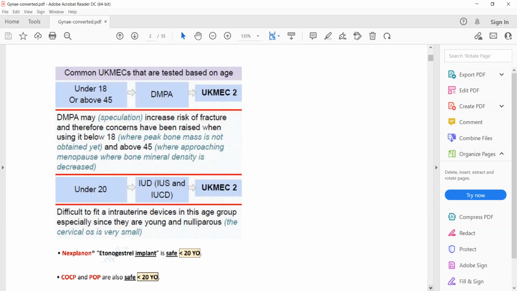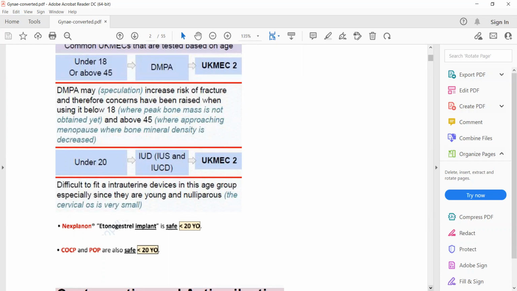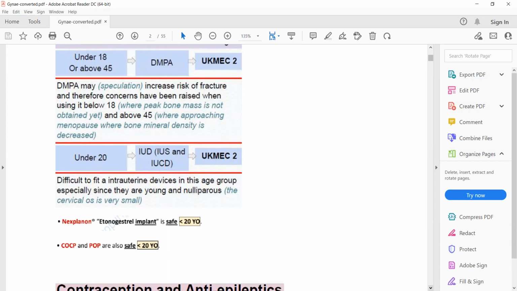So DMPA is UKMEC2 because it increases the risk of fracture in patients who are under 20 and in patients who are above 45. Now IUDs such as IUS and IUCD are also UKMEC2.